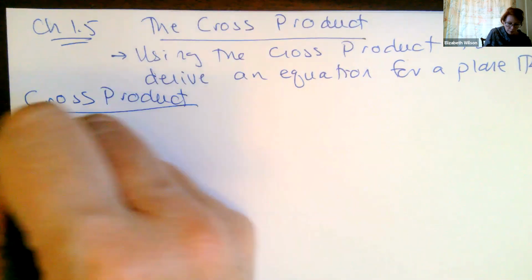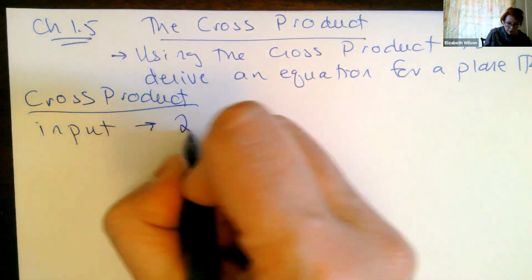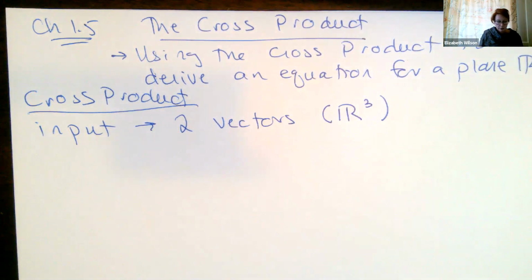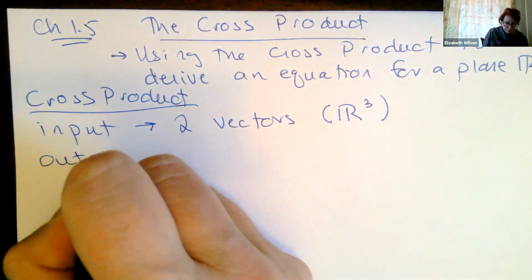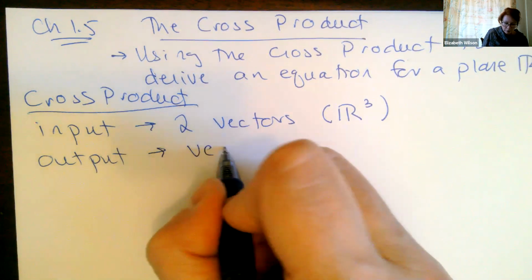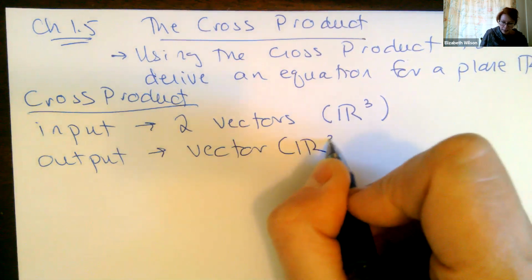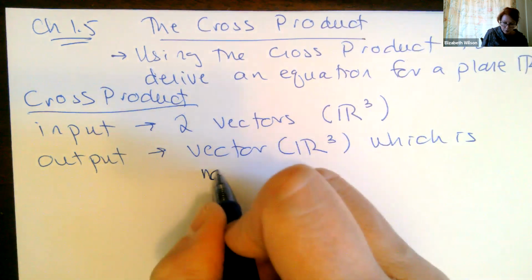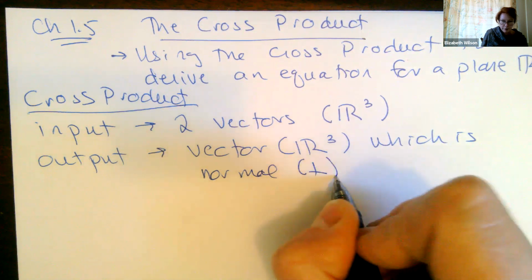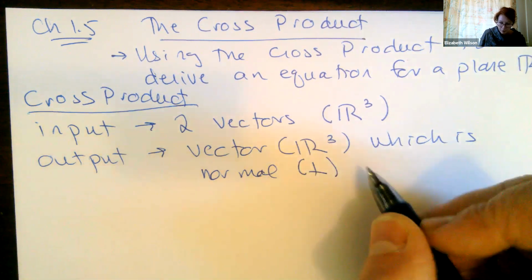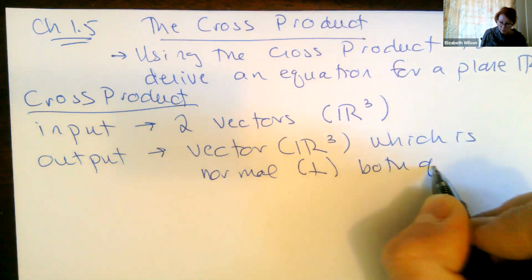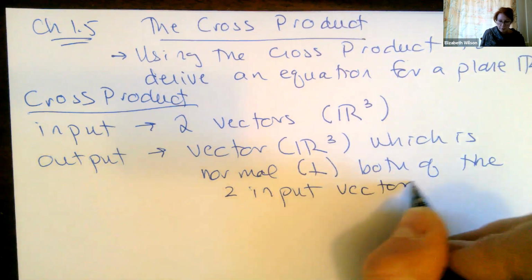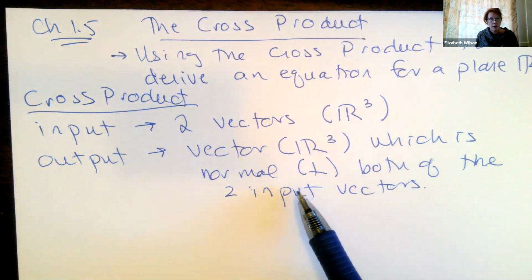The cross product, our input is 2 vectors. They're both in R3, okay, so they're both 3-dimensional vectors. And our output is 1 vector, which is in R3. And this vector is normal, which means, don't forget, perpendicular or orthogonal, at right angles to both of the 2 input vectors.